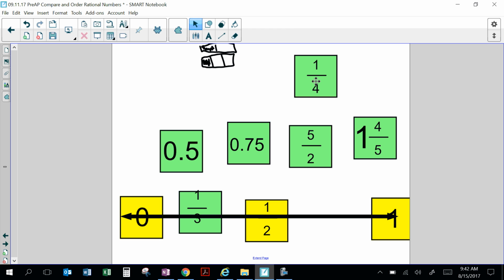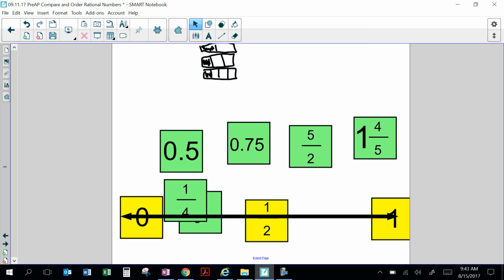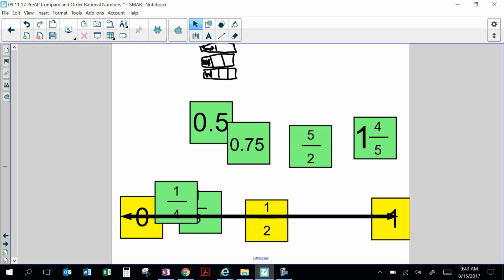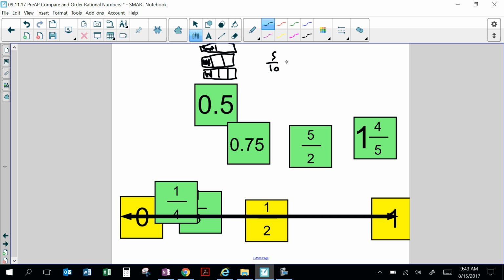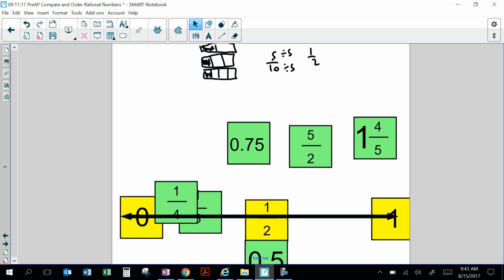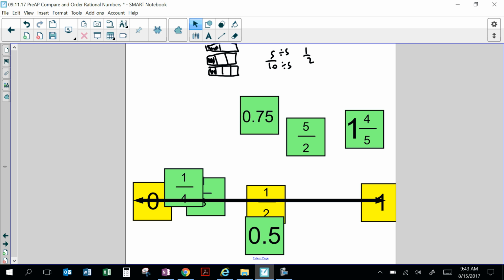1/4. If I draw 1/4, I believe 1/4 is less than 1/3. It goes right here. 5/10. Can I simplify? Divide by 5, 1/2. So 5/10 is equivalent to 1/2. 75/100. Well, that's closer. That's between 5/10 or 50/100 and 1 whole.